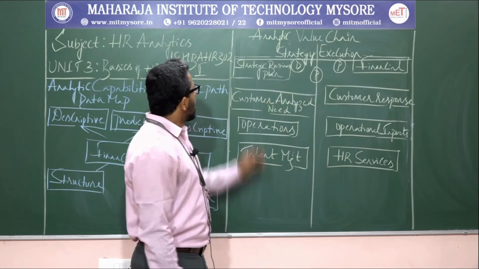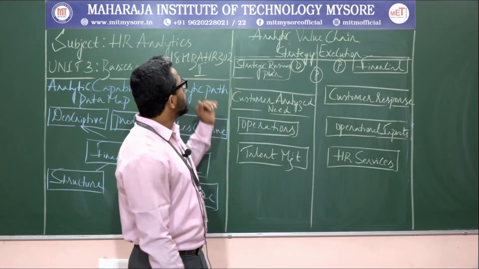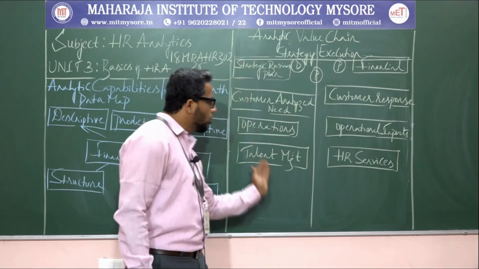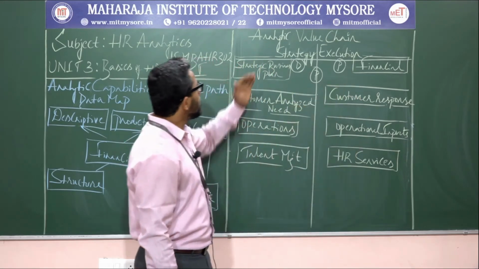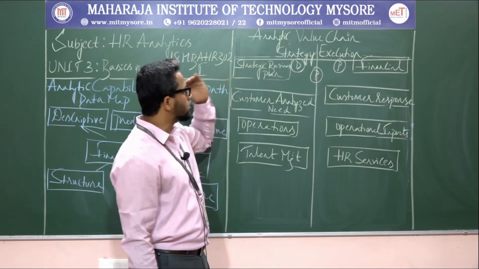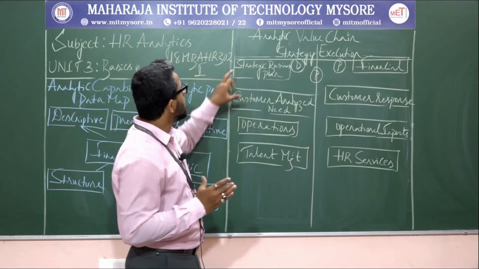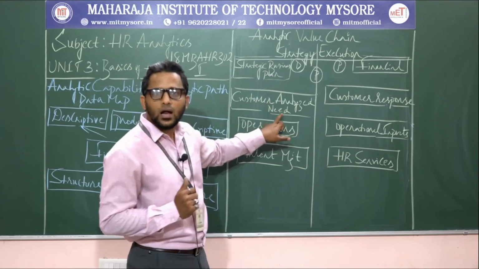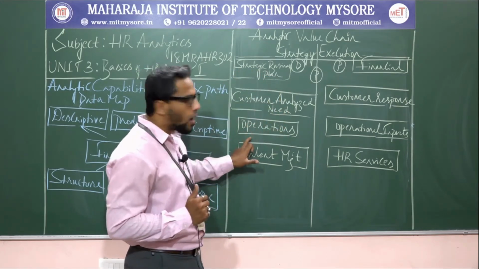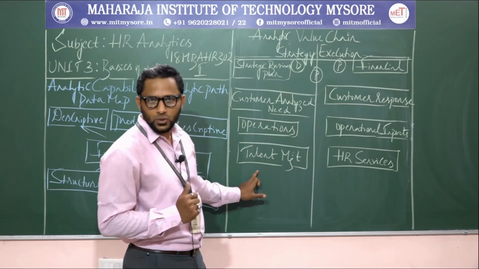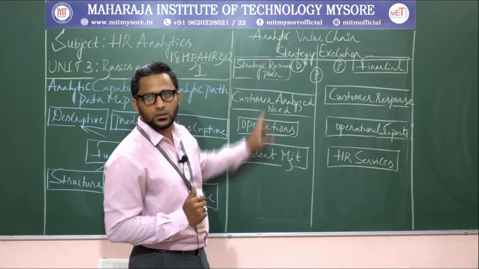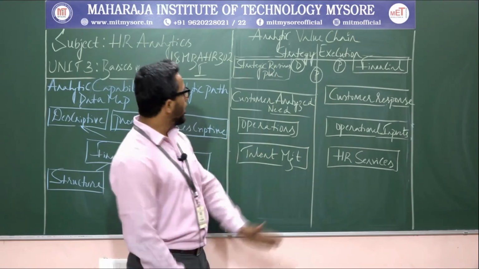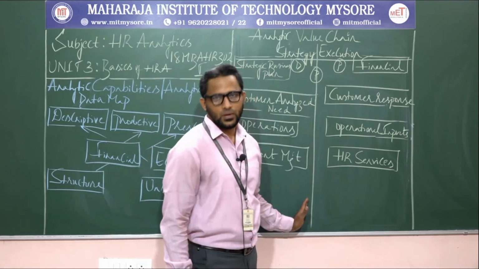Okay, what we can try to understand here is that the diagram goes in a U form. You have the strategy part, where the strategic business plan comes into the picture, and then customer analyzed need, then operations, and then talent management. All of these come under strategy, and these are all your descriptive part. In the center you have the predictive part.